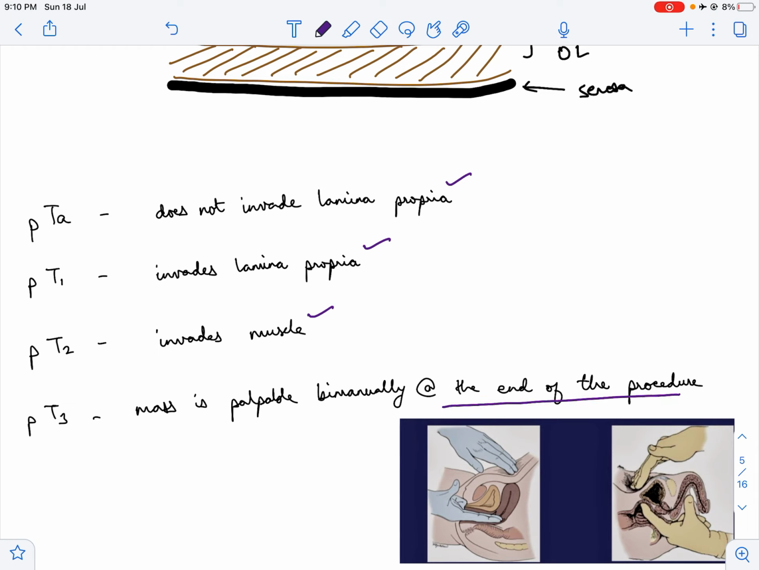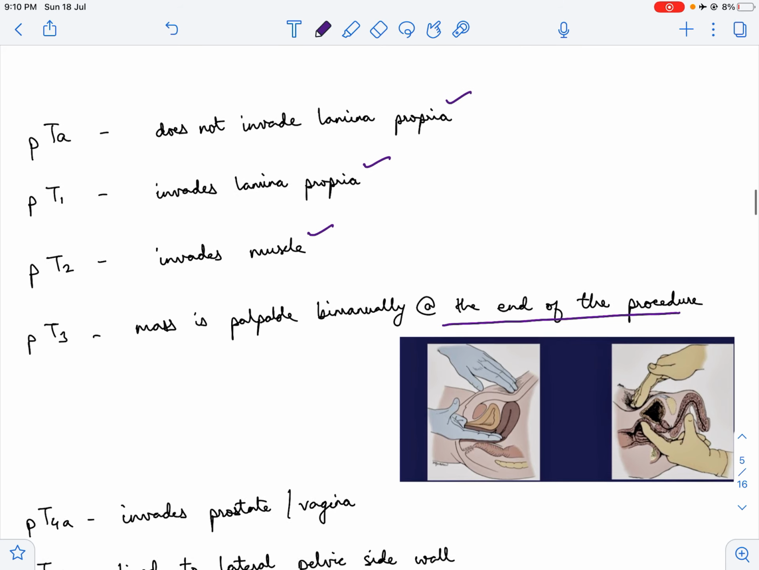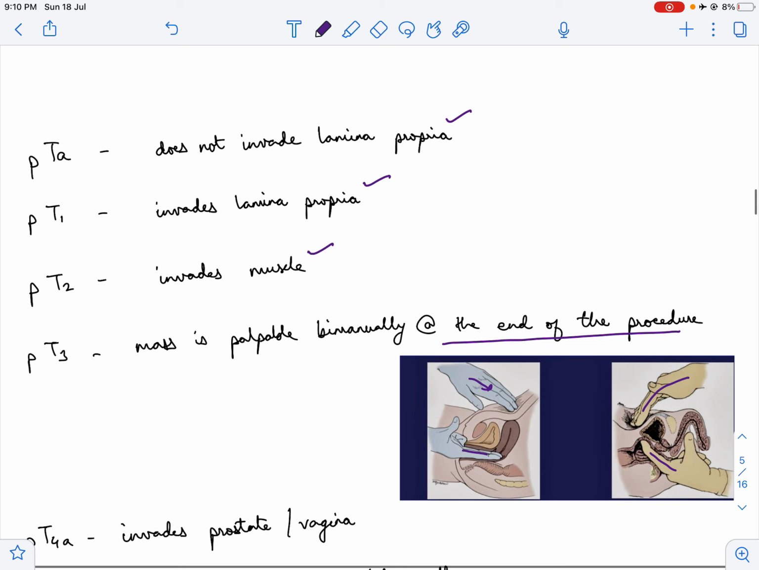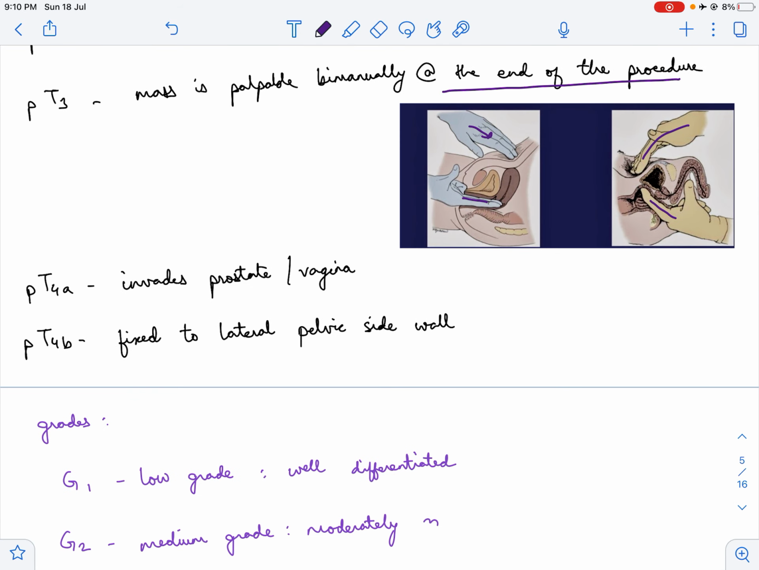So after we do a procedure for the CA urinary bladder, we palpate the bladder bimanually. In women, 2 fingers are placed in the vagina and 1 hand is on the abdomen. In men, a finger is in the rectum and the other hand on the abdomen. So this is how bimanual palpation is done. PT4A means it invades the prostate or the vagina, both of which are nearby structures. PT4B means it is fixed to the lateral or pelvic side wall.